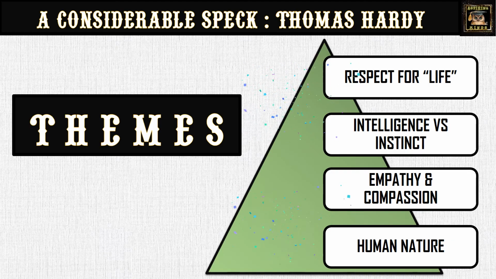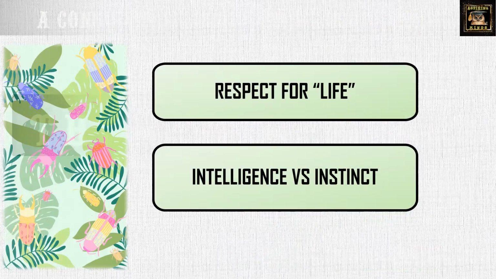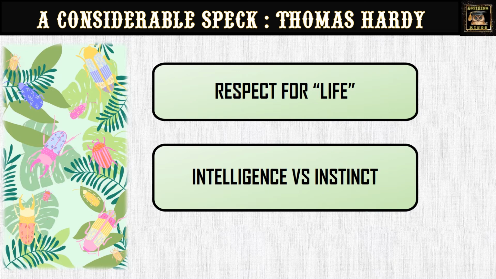We can understand this poem further by decoding the following four themes, that is, respect for life, intelligence versus instinct, empathy and compassion, and human nature. Let's see how. When I talk about respect for life, this is a theme which is central to the poem's exploration of the value of all living beings.